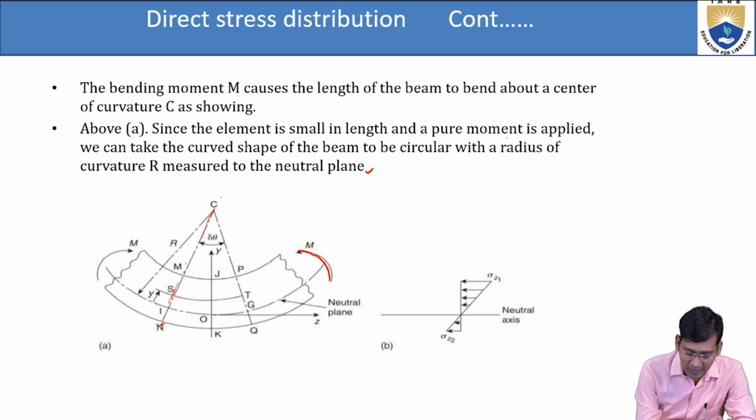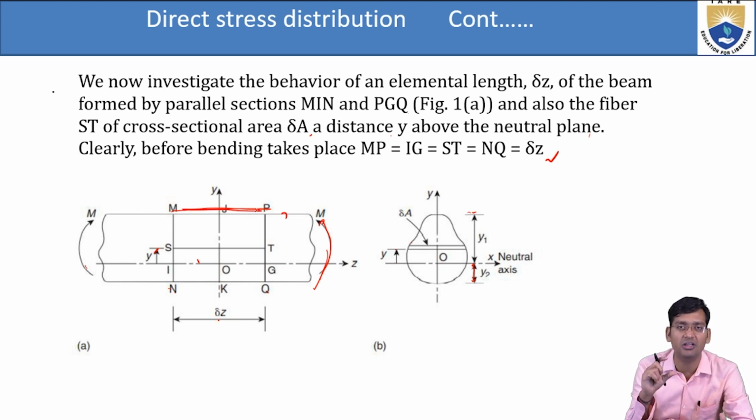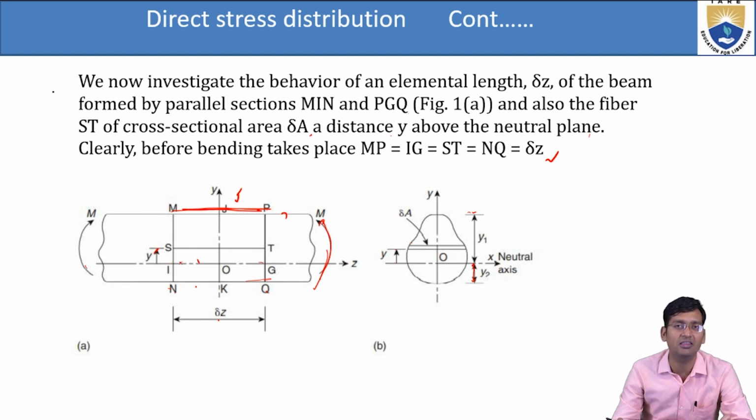Okay, so now from this figure, once we bend like this, the moment is on this side, right? So now this part, MP, will get compressed. Hence the MP size will get reduced and NQ will get elongated, which means expanded. NQ will experience tension and MP will experience compression. But IG remains equal to IG. It will neither experience compression nor tension.